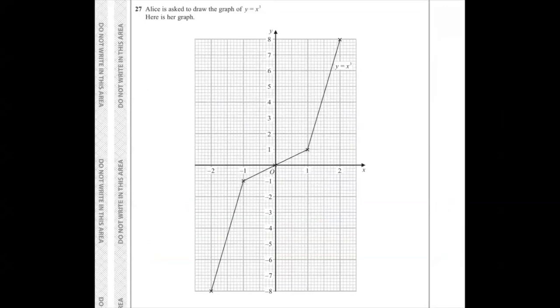So Alice is asked to draw a graph, and there it is. And we have to write down one thing that is wrong with her graph. And it's the fact that she's used straight edges, and she should have drawn through those points using a smooth curve. And that's what we would write down.